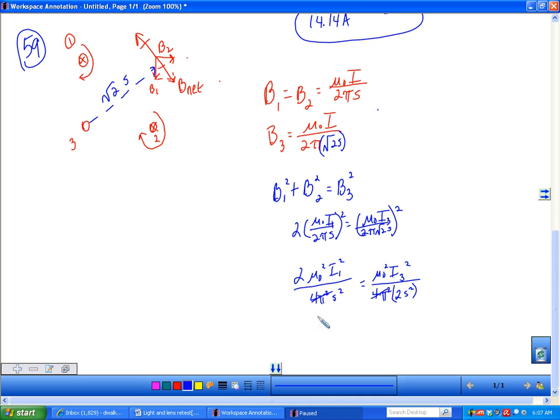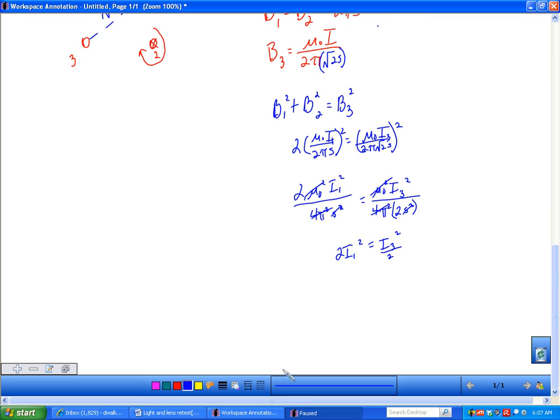So 4 pi squared will go. That'll go. And then I know that I have an S squared here and an S squared there. So it looks to me I have 2 I1 squared equals I3 squared over 2, or 4 I1 squared equals I3 squared.